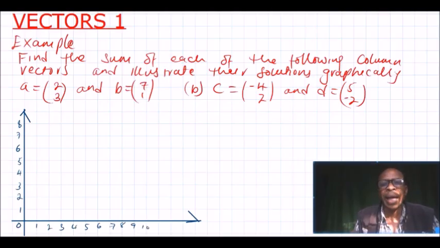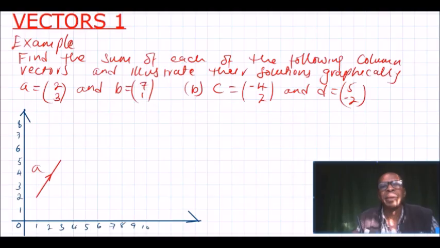Now, displacement, we can take A. We say it is (2, 3). So we can put our vector like this. It is 2 units along the x-axis and 3 units along the y-axis. 1, 2, 3. So that is our vector A, which we can label A.